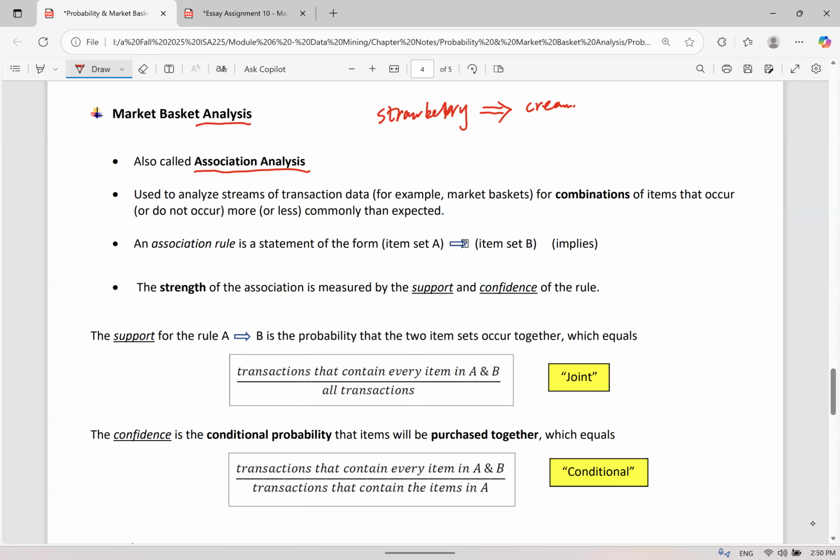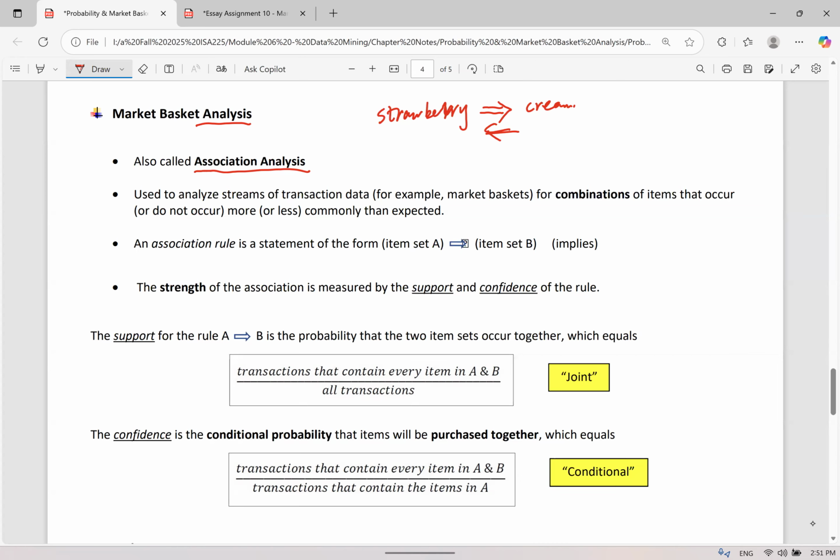For me, not quite, right? So I buy strawberry. I may also buy apple, but I will not go and buy cream. But what about the other way? If you buy cream, right? So we tend to add some fruit on the cream, so maybe strawberry. So this association has an order, a direction. Different direction has different association.